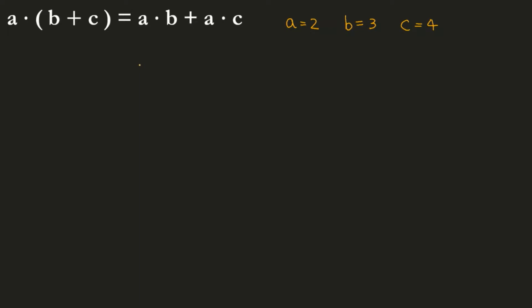So on the left side, we have 2 times (3 plus 4). And on the right side, we have A times B, which is 2 times 3, plus A times C, which is 2 times 4. Okay. Now, let's take a look at the left side first. So the parentheses gets evaluated first, which is 3 plus 4 is 7.